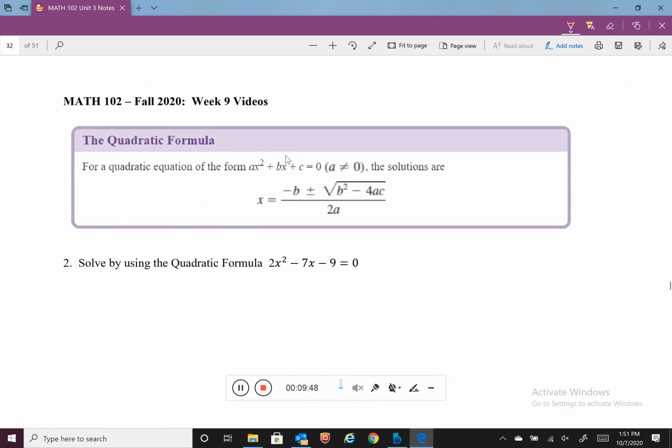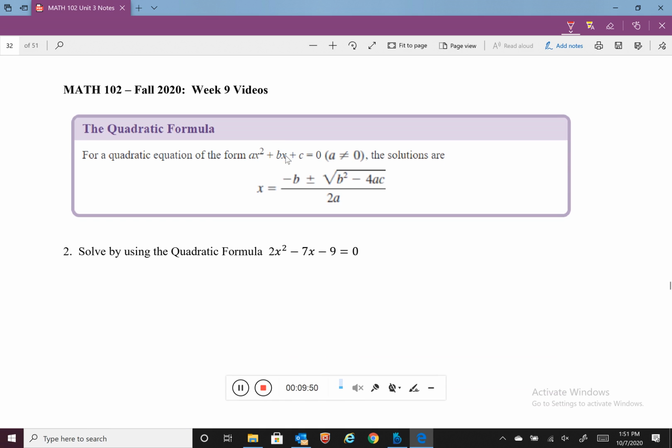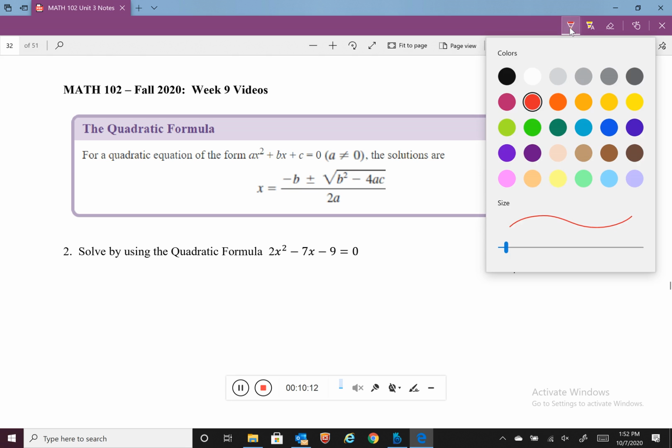And so the quadratic formula for a quadratic equation of the form a times x squared plus bx plus c set equal to 0, where a cannot be 0, the solutions of this equation are x set equal to negative b plus or minus the square root of b squared minus 4ac all over 2a.